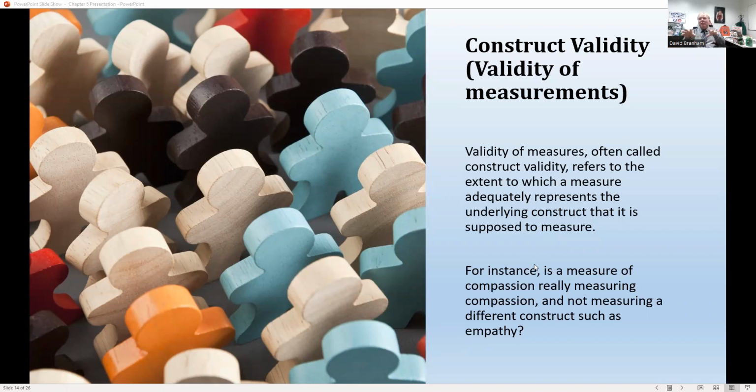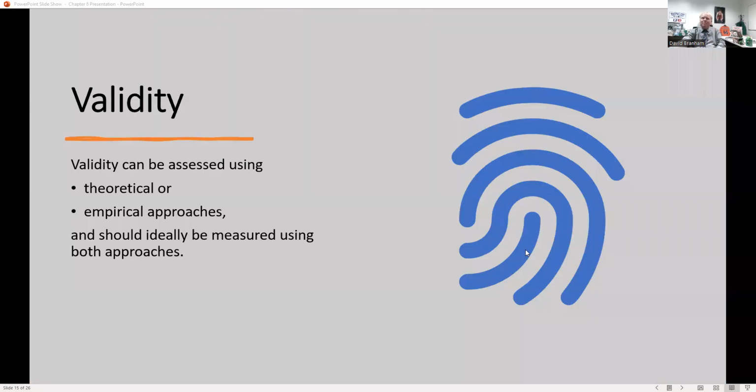Validity of measures, often called construct validity, refers to the extent to which a measure adequately represents the underlying construct that it's supposed to measure. For instance, is a measure of compassion really measuring compassion, and not measuring a different construct such as empathy? Are compassion and empathy different? And if they are different, how are they different? And when we go to measure them, how do we measure them differently and decide that we are measuring exactly what we're trying to measure?